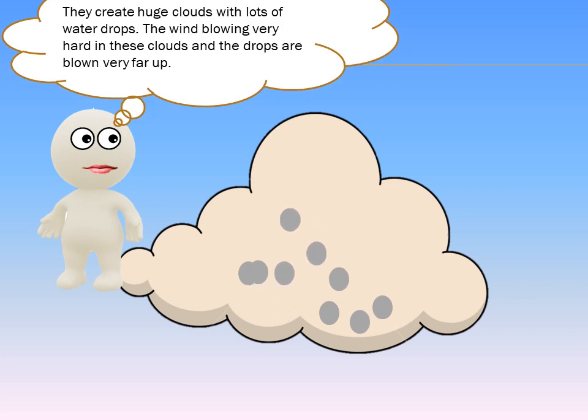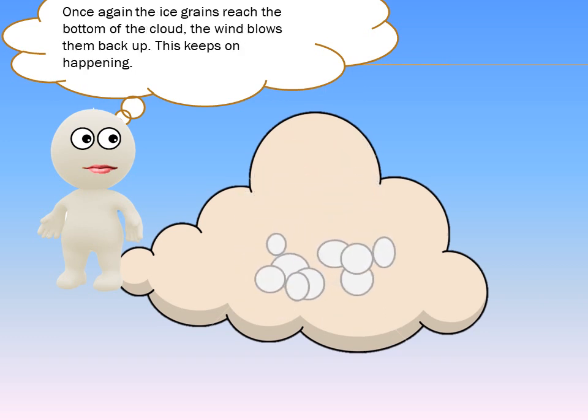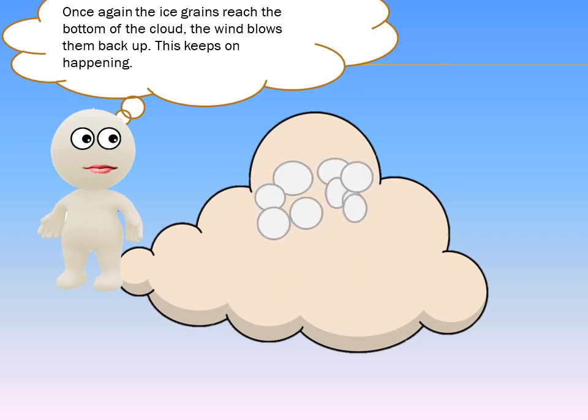They create huge clouds with lots of water drops. The wind blows very hard in these clouds and the drops are blown very far up. High up in the clouds, the air is very cold and the water drops there freeze into ice. That makes them heavier and so they start sinking again. Once again, the ice grains reach the bottom of the cloud. The wind blows them back up.